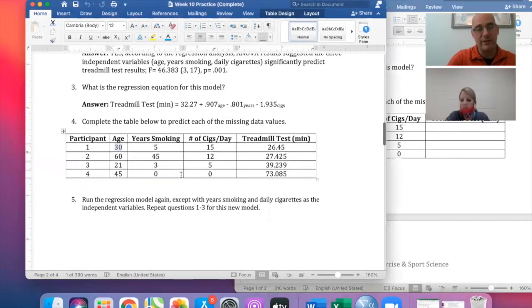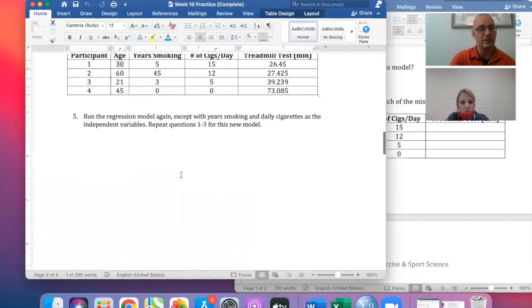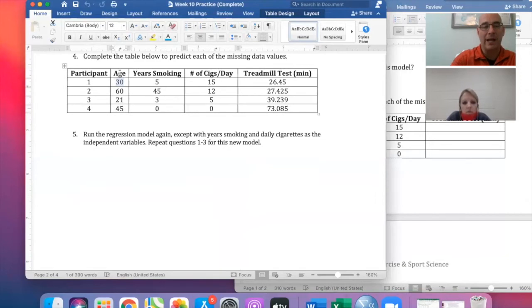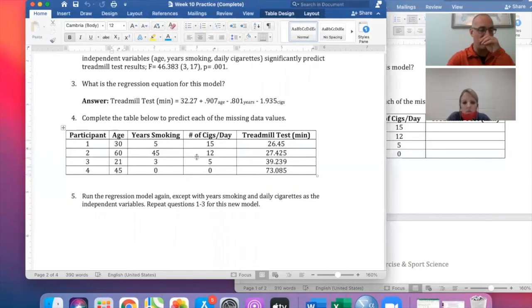So we have our same data set, but now number 5 asks us to run the regression model again, except with years smoking and daily cigarettes as the independent variables. So essentially it's saying, let's back out age and just use years smoking and daily cigarette use as the independent variables, and then repeat questions 1 through 3 for this new model.